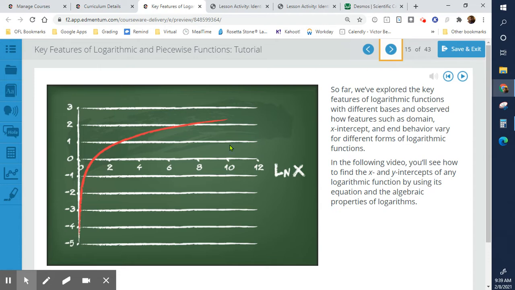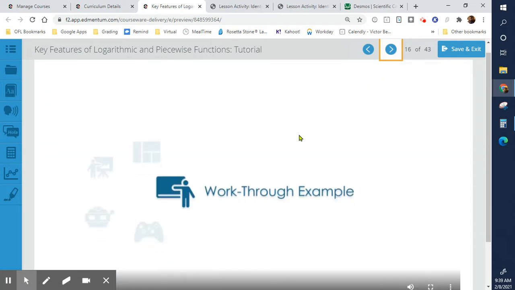So ln of x. Here's how we normally look at a log function. It has a specific curve, but most of the time our asymptote is 0, our x-intercept is 1, or technically 1 comma 0. So that's how functions grow.